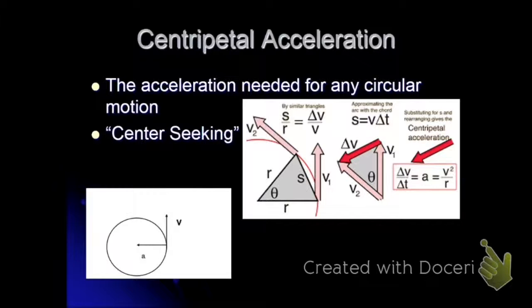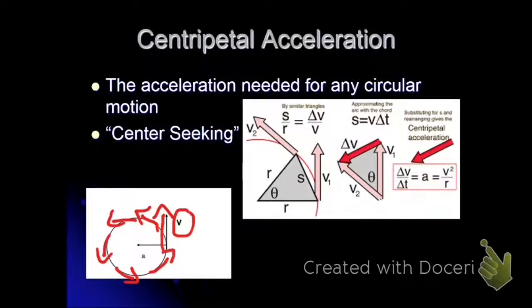And this brings us to why objects move in circles in the first place. This is something called centripetal acceleration, and it's the acceleration needed for any circular motion to happen. I think the easiest way to think about it is that if an object is moving with some velocity, and then it changes direction and changes direction and changes direction, that's what a circle is. It's something that's constantly changing direction. And we learned that velocity is speed plus direction. So therefore, if something's changing its direction, it must be accelerating.